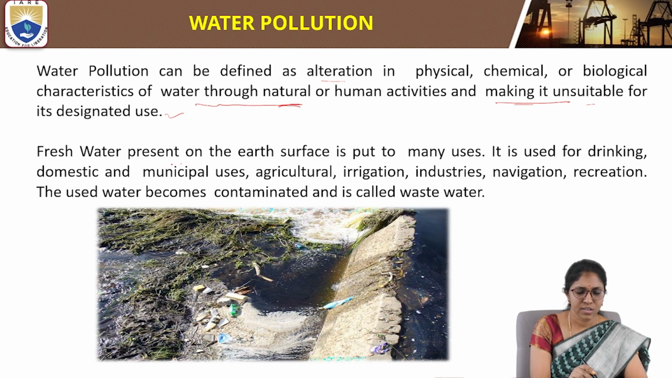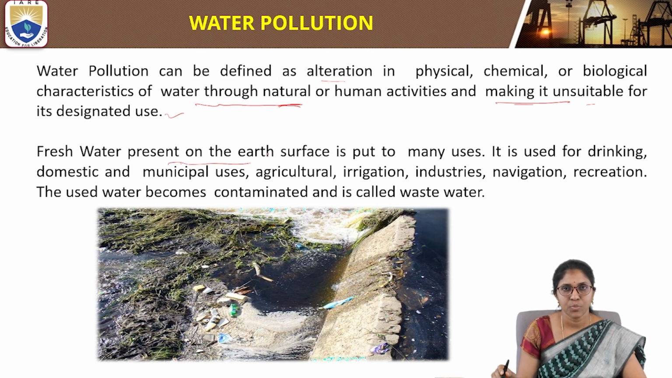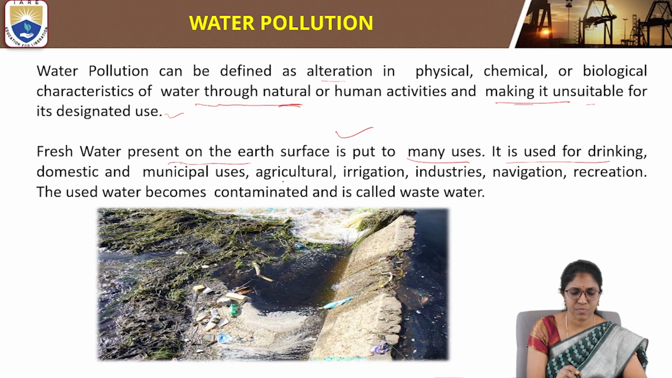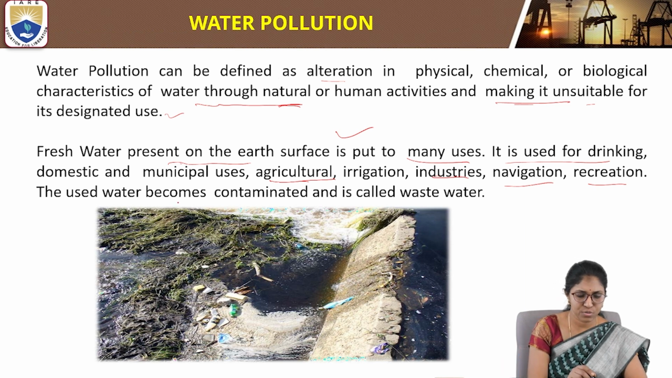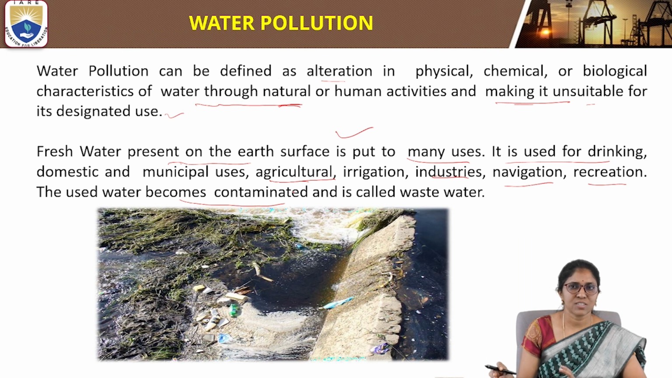Fresh water present on the earth's surface is put to many uses. We use this water for many purposes: for drinking, for domestic and multiple municipal uses, in agriculture for irrigation, and in industries, navigation and recreation. The used water becomes contaminated, and it is called wastewater.